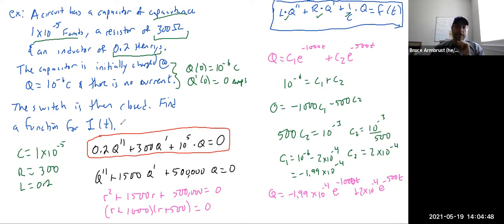So we definitely do need to derive it. This is Q. Remember, I is equal to Q prime. So if we want to find our current, we have to differentiate this. So multiply by minus 1000 gives us 1.99 times 10 to the minus 1. And then multiplying by minus 500 on this one gives us a minus 1 times 10 to the minus 1, e to the minus 500 t. And this actually is going to give us our current at any time.